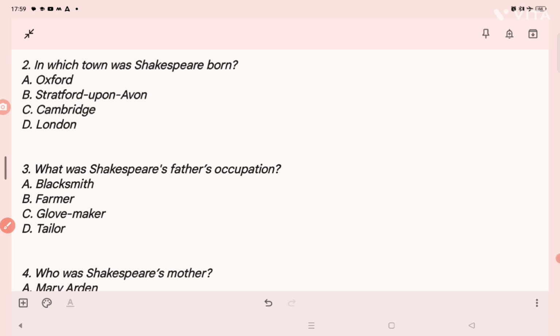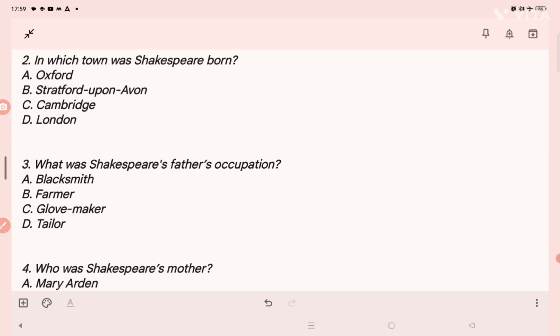In which town was Shakespeare born? Option B, Stratford-upon-Avon. William Shakespeare was born in Stratford-upon-Avon, a town in Warwickshire, England.